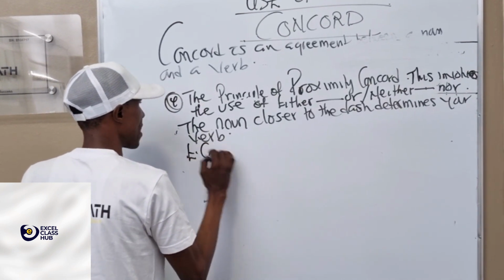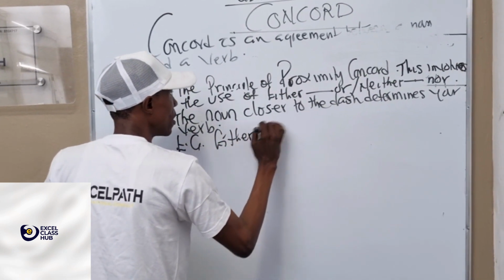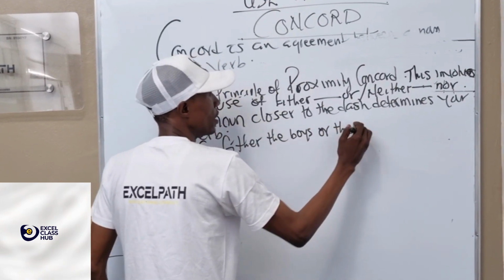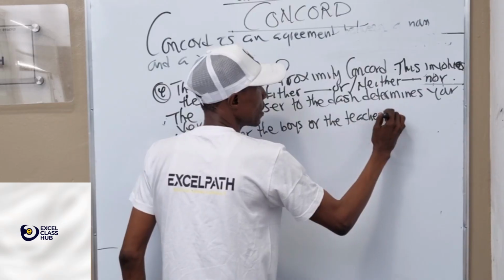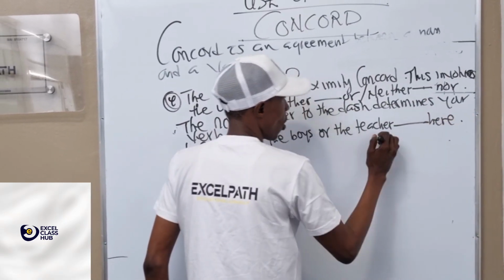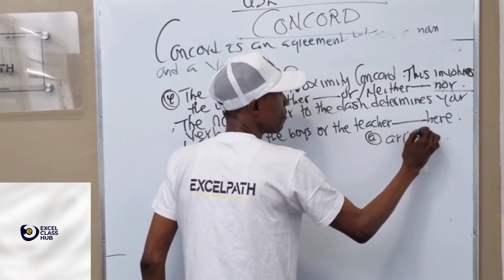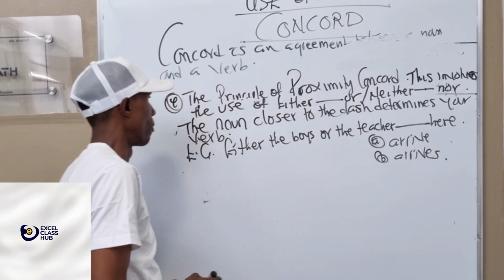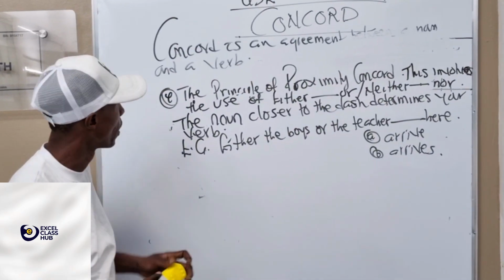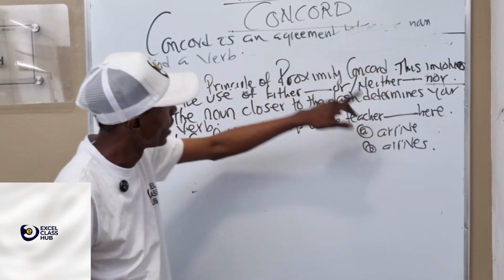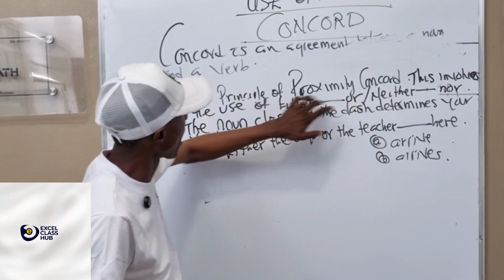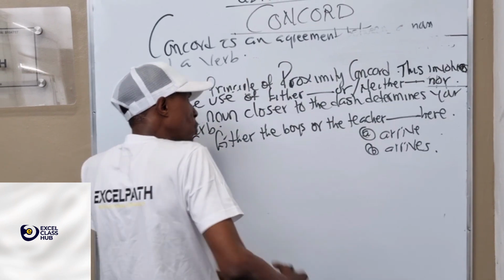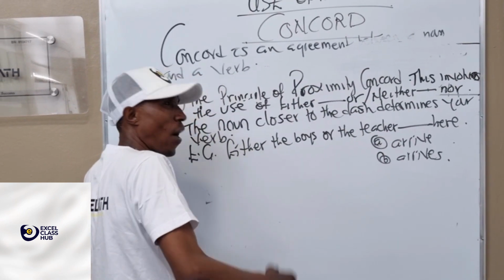Now, take for instance, look at this example. Either the boys or the teacher dash here. Option A, you have arrive. Option B, you have arrives. Now, look up. Follow the principle of proximity concord. This involves the use of either or, neither nor. And we are told that what? The noun closer to the dash will determine your answer.